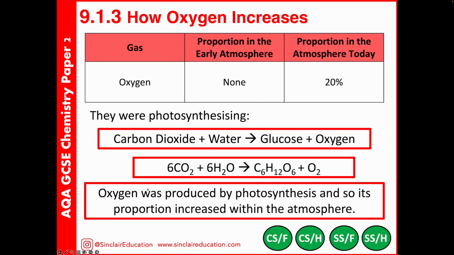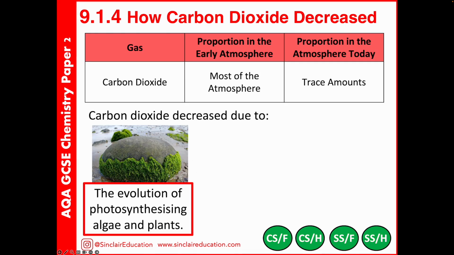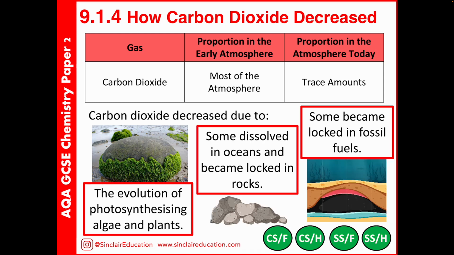So as long as this was happening with photosynthetic organisms on Earth, we'd find that the proportion of oxygen increased, but also, carbon dioxide was decreasing. So here, it links back to the evolution of algae and plants. That photosynthesis removed carbon dioxide from the atmosphere, but it became locked in biomass. It also still continued to dissolve in oceans and become locked in rocks too.